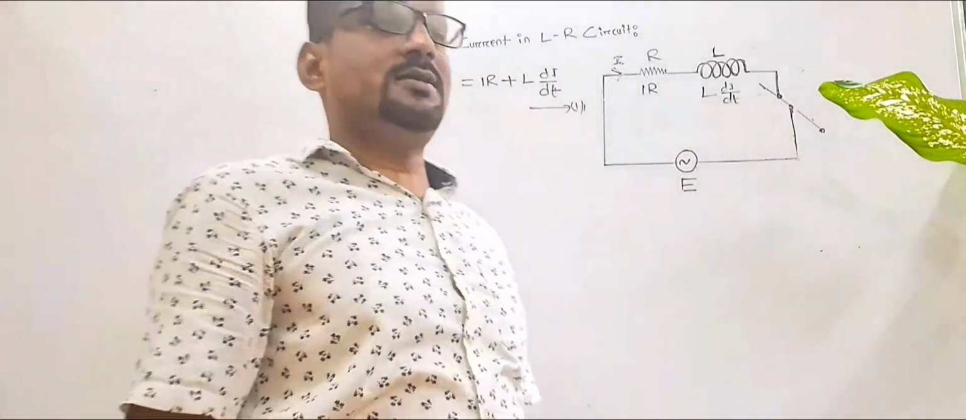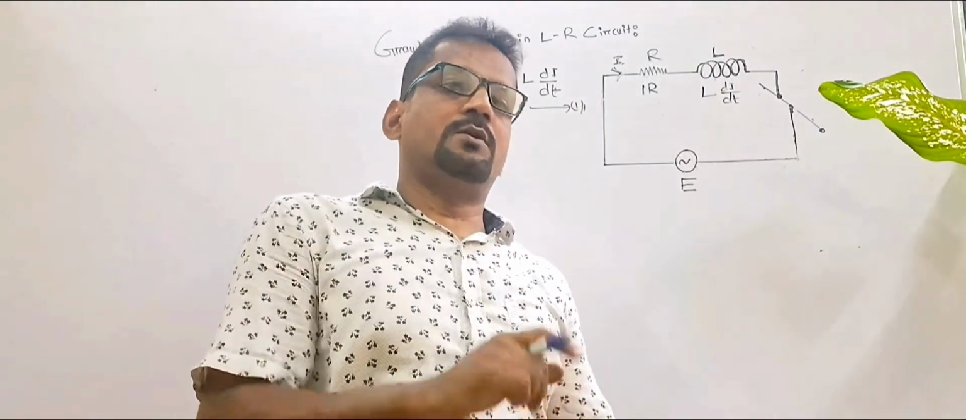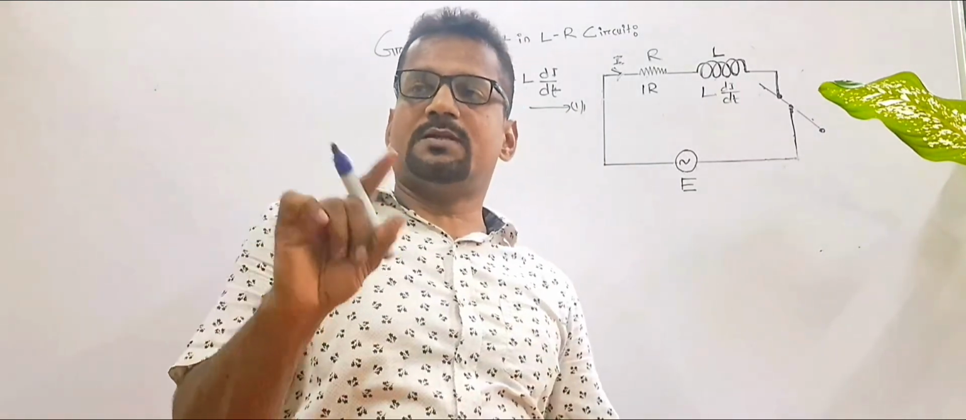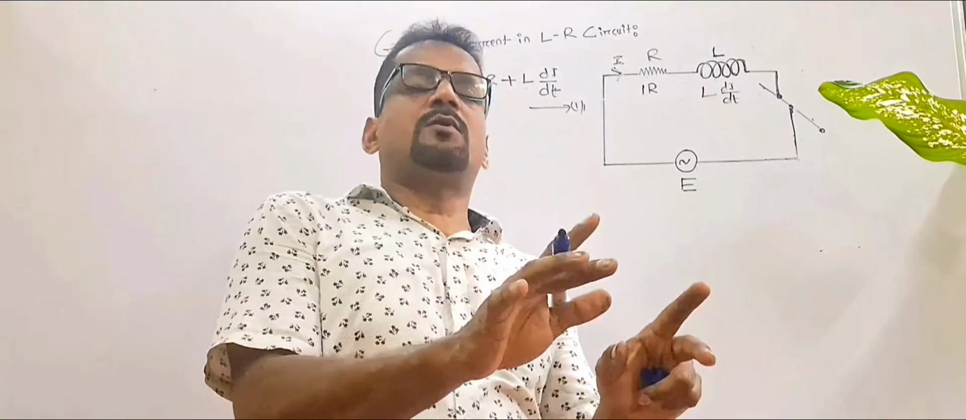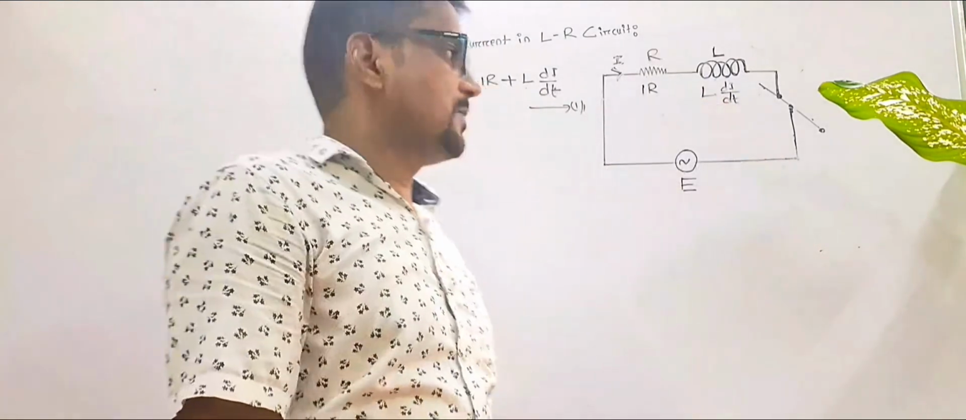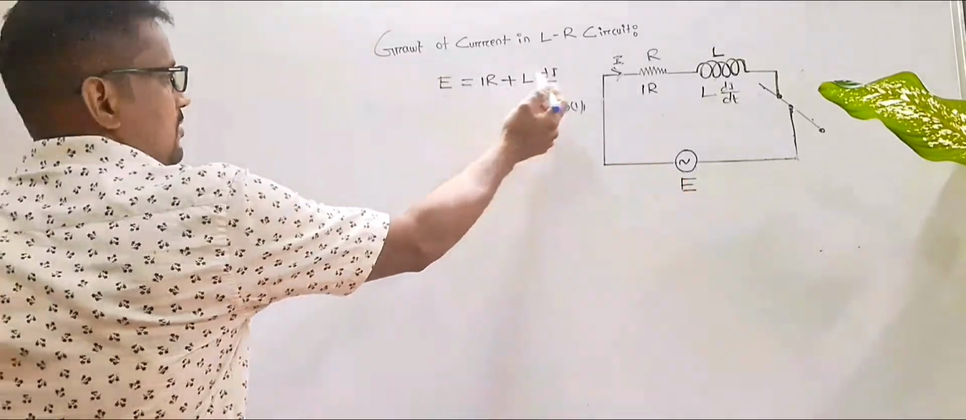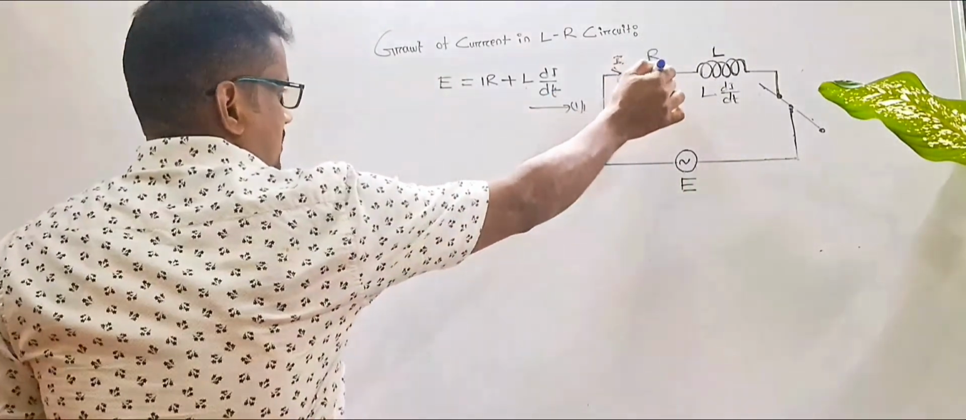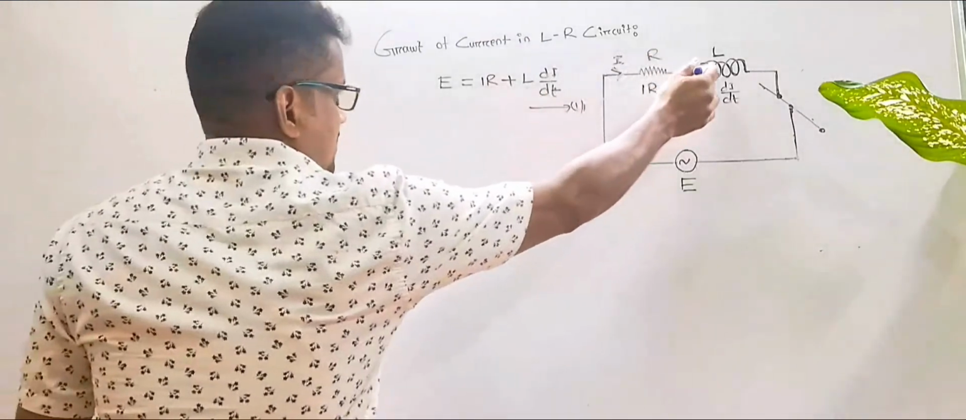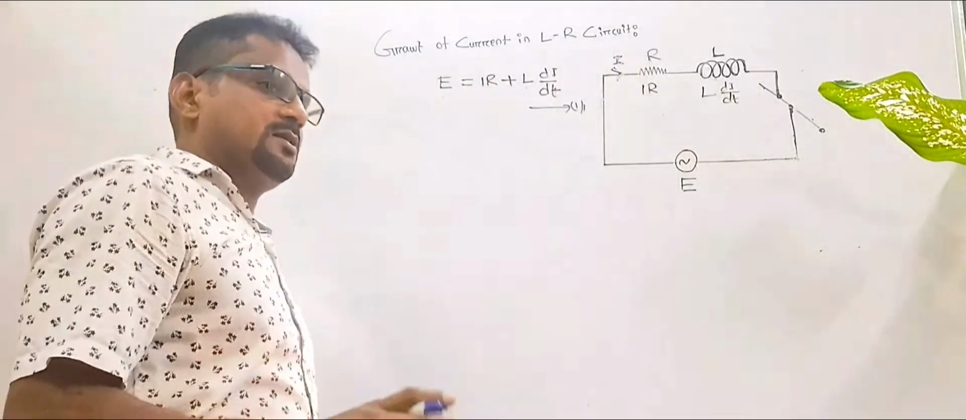As the resistor and inductor are connected in series, the total voltage of the circuit is the sum of the voltages of the resistor as well as the inductor. That's why the total voltage in the circuit is the sum of the voltages. In the resistor the voltage is IR, and the voltage in the inductor is L times di/dt. Already we have discussed it.